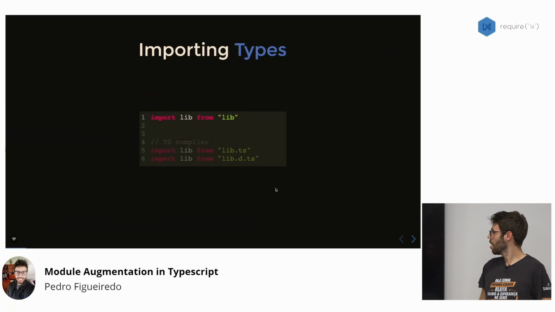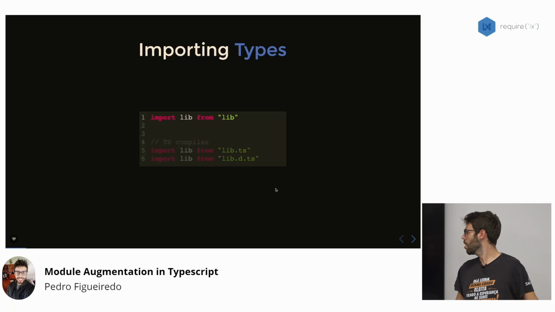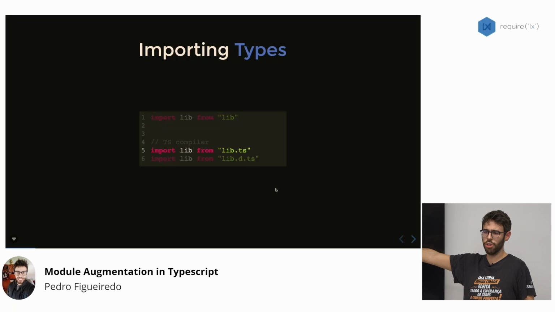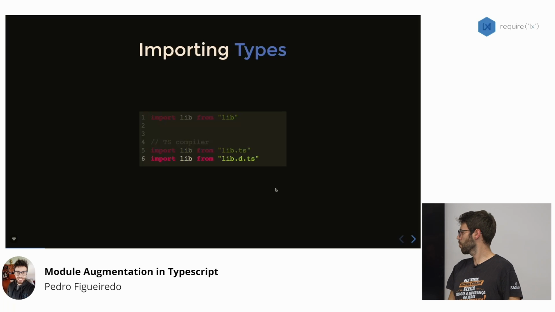So, to get things started, I think it is really important for us to understand what's going on when we import a lib. Once you write this kind of statement, import lib from lib, the TS compiler is going to first try to figure out if the types are in this lib.ts file. And after that, it is also going to try to figure out if the types are inside this lib.d.ts file.